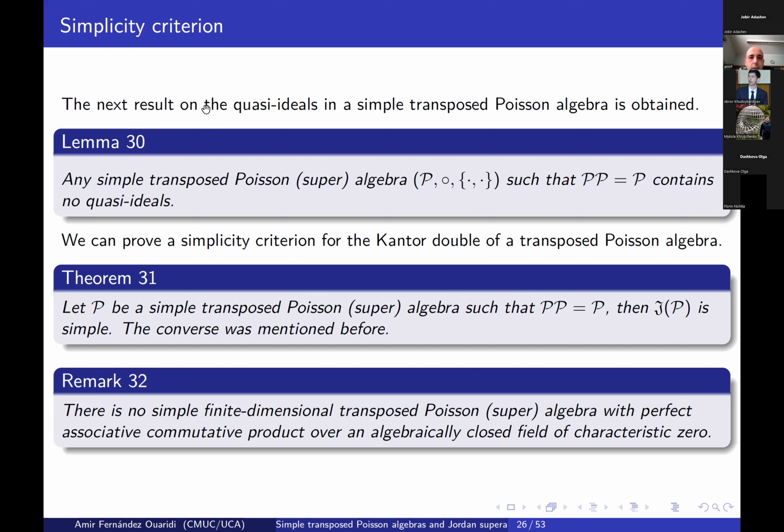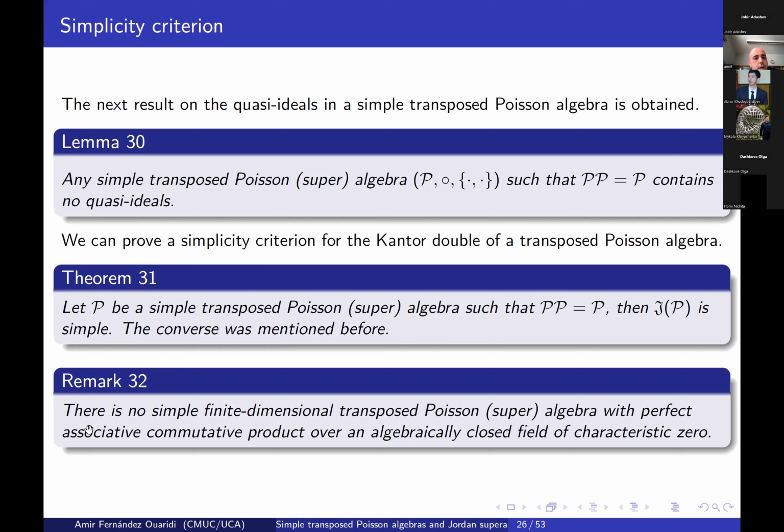To prove it, we first prove that in any simple transposed Poisson superalgebra with perfect associative commutative part, we cannot find quasi-ideals. Using this lemma, we can prove the simplicity criterion, which is the following. If P is a simple transposed Poisson superalgebra such that P times P is equal to P, then JP is simple, and the converse is also true, as we mentioned in the previous slide in the remark.